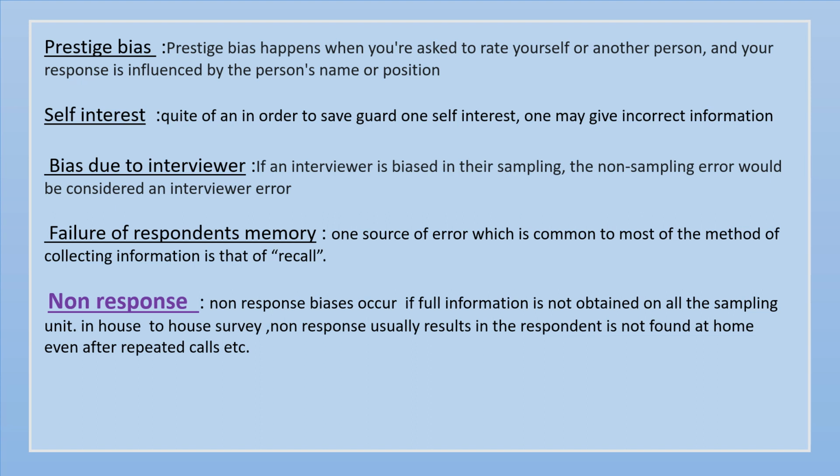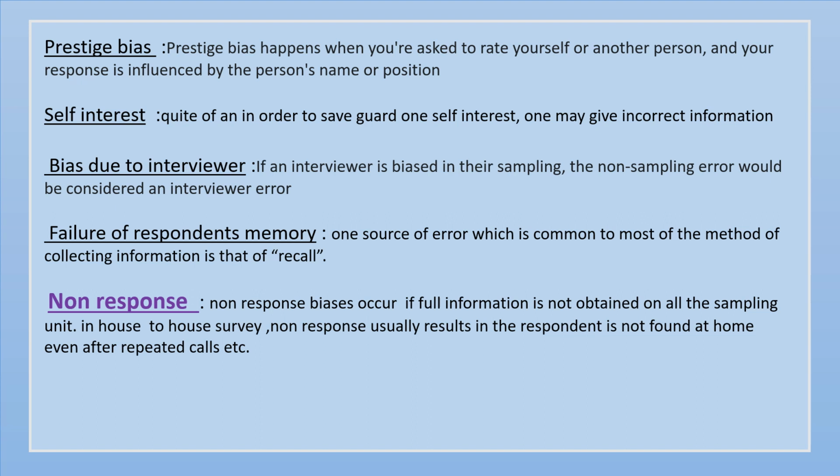Bias due to interviewer. Sometimes the interviewer may affect the accuracy of the response by the way they ask questions or record them. The information obtained on suggestions from the interviewer is very likely to be influenced by the interviewer's beliefs and prejudices. Failure of respondent's memory. One source of error which is common to most of the methods of collecting information is that of recall. Many of the questions in surveys refer to happenings or conditions in the past, and there is a problem both of remembering the event and associating it with the current time period.